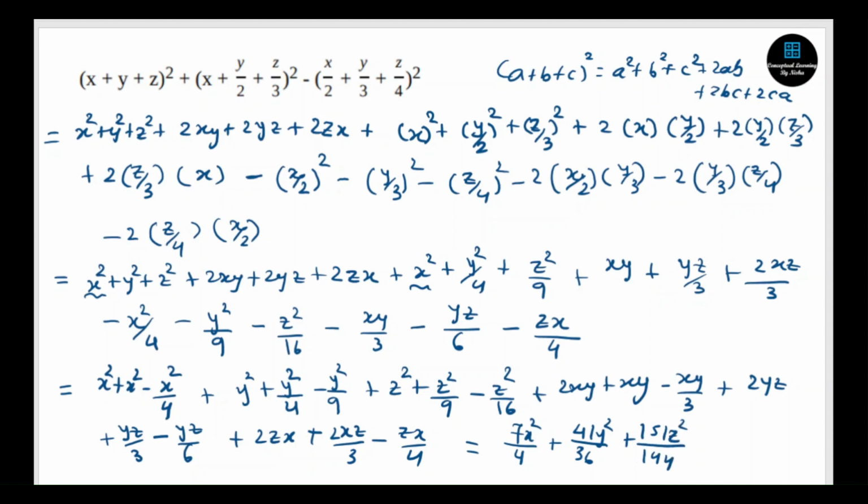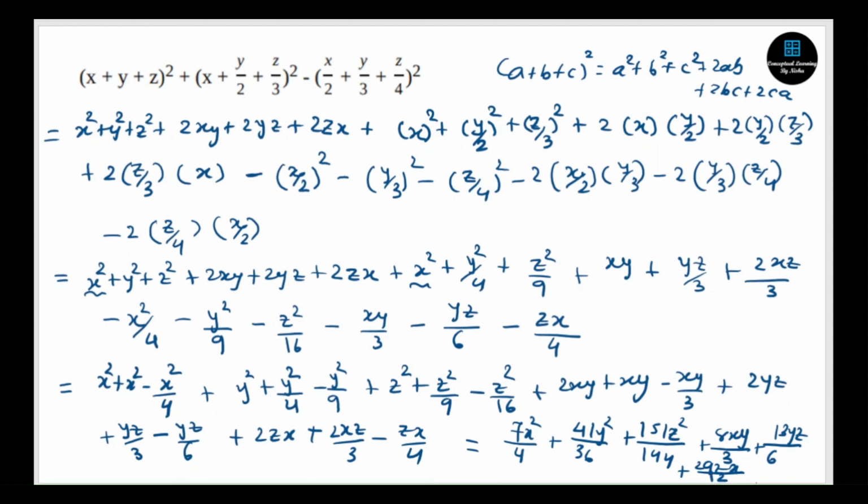Okay, I'm writing it here. So solve it and just verify your answer. And the last term I'm writing here down. Okay, so last term is 29zx upon 12. So this is my final answer. Alright, I hope you understand that.